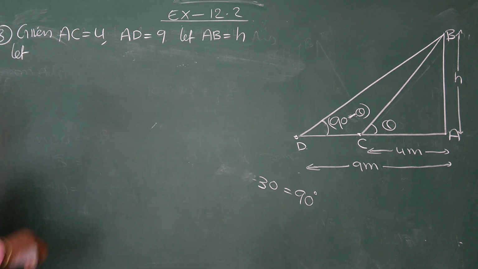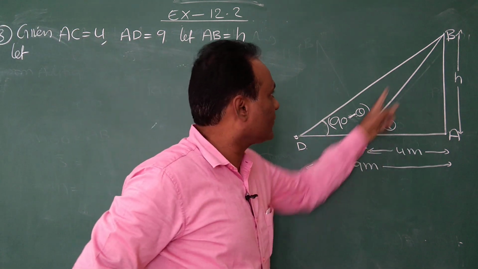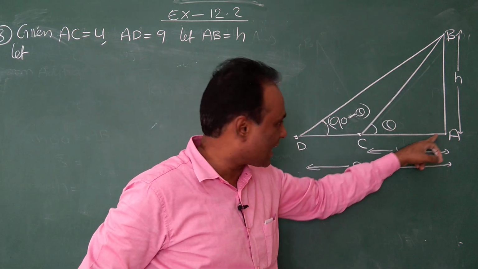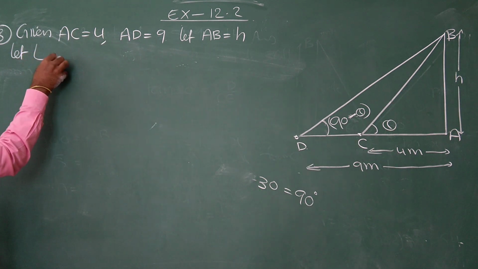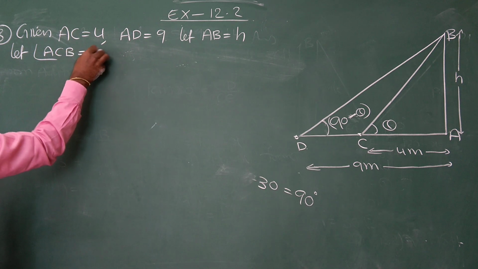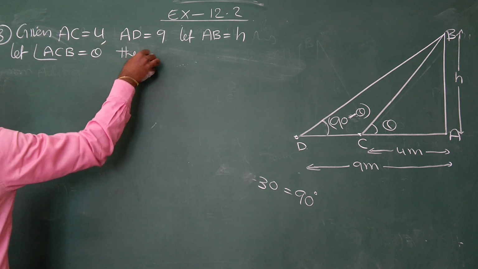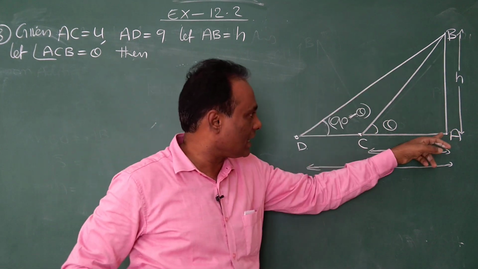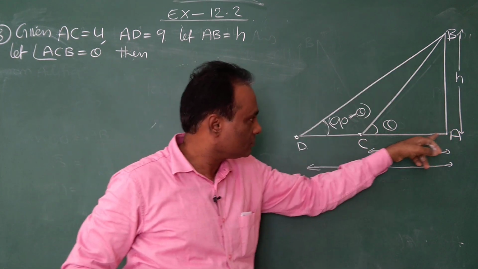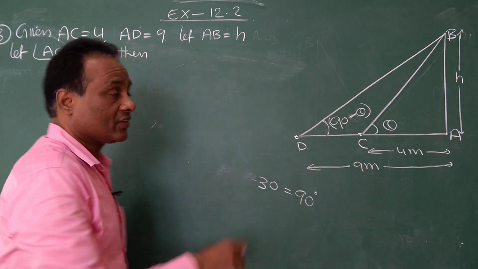Let angle ACB be theta. Then what will be this angle ADB? 90 minus theta.